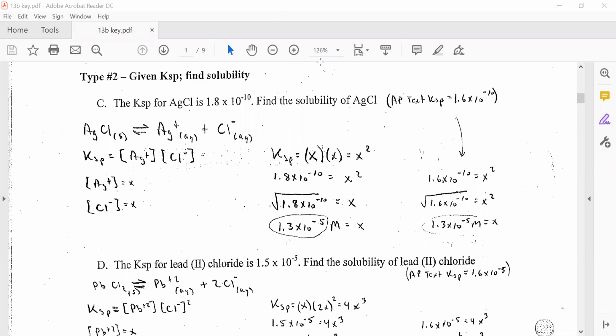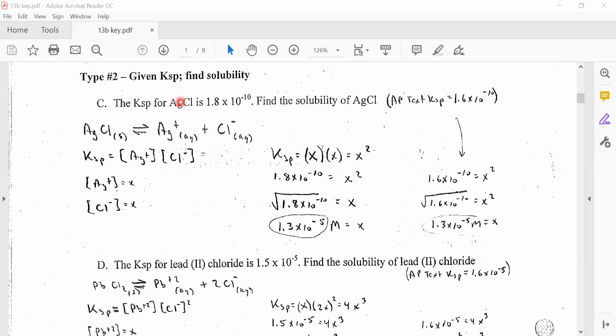In this video, we are going to look at Ksp problems, except we are going to look at given Ksp, find the solubility. So in this problem, we have the Ksp for AgCl is 1.8 times 10 to the negative 10th. Find the solubility of AgCl. This is probably the more common type, more common than type 1, because oftentimes you have a table with Ksps, and then you can actually find the solubility based off of that.